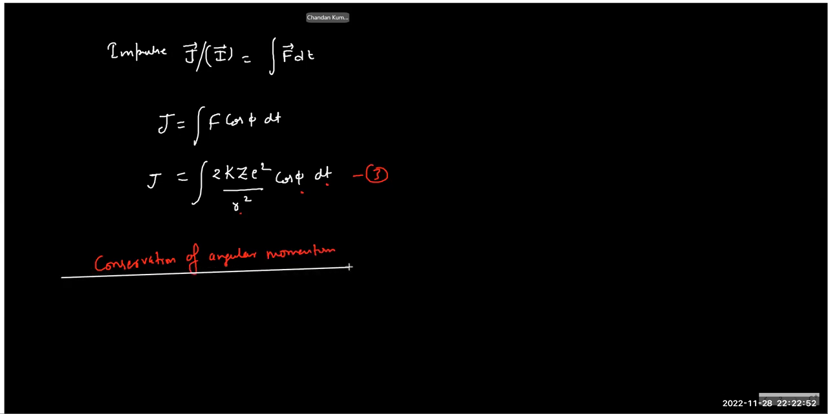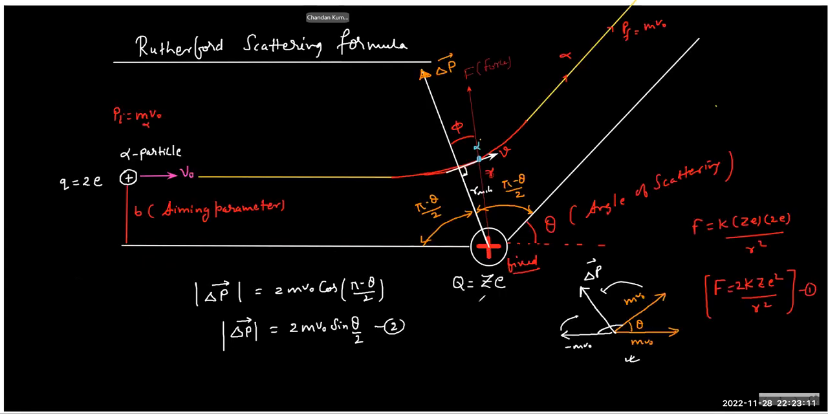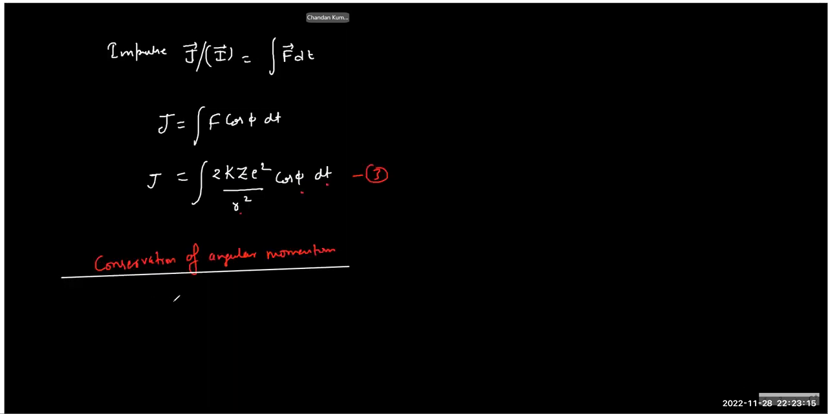Conservation of angular momentum. And what is that? So you need to understand how to write the angular momentum. We write orbital here because there is no spin. So we write the orbital. What is the initial angular momentum of the alpha particle about the nuclei? MV not B. Very good. So conservation of angular momentum about O. O is the nuclei. So initially it is MV not B.